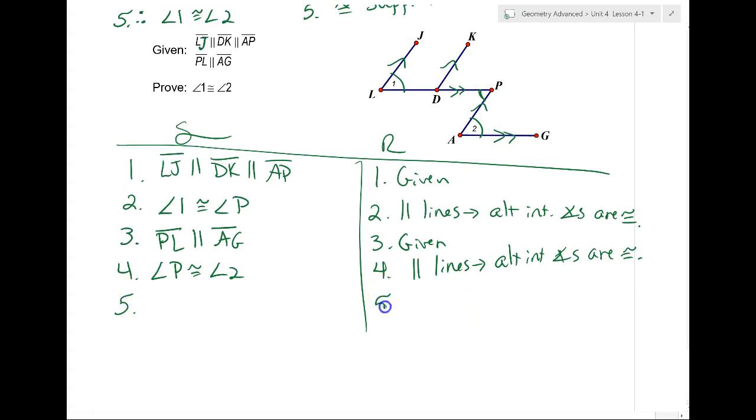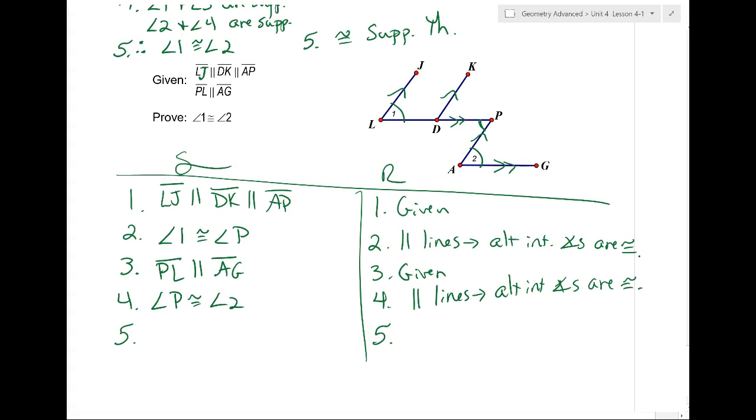Now, guys, am I done? What steps haven't I used yet? 2 and 4, right? And so I have to do a transfer property. If angle 1 is congruent to angle P, and angle P is congruent to angle 2, angle 1 needs to be what? Yep. Very good. Here's the reason why. You're starting to recognize them quicker. That was not meant to be a hard one.